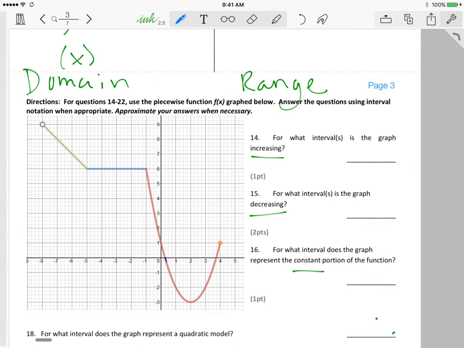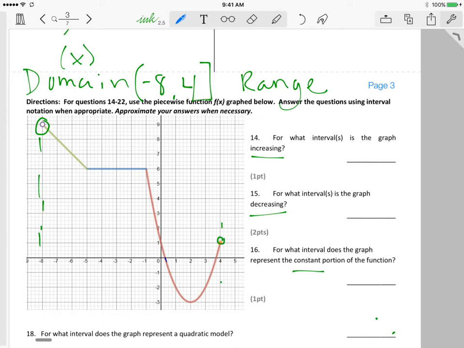So if I look, the farthest left this graph goes is up here. If I follow it down, it's at -8. The farthest right my graph goes is right here at 4. This open circle means I'm going to have a parenthesis, and the closed circle right here means I'm going to have a bracket.